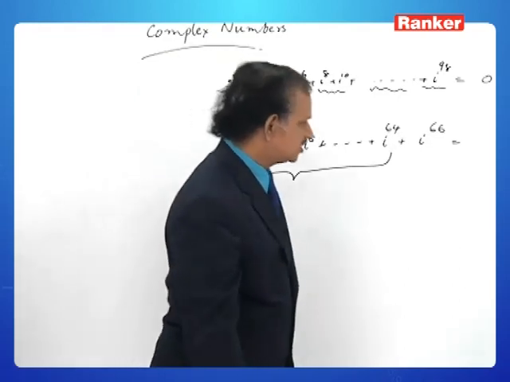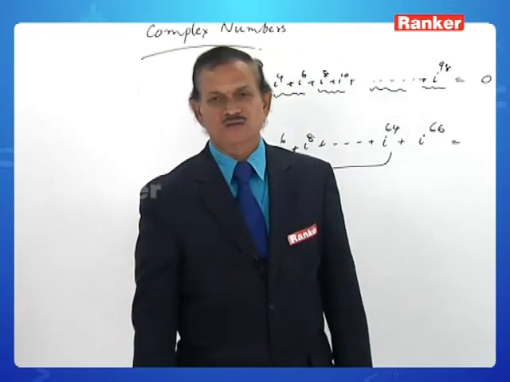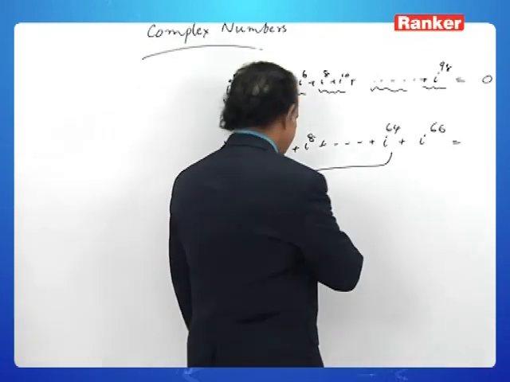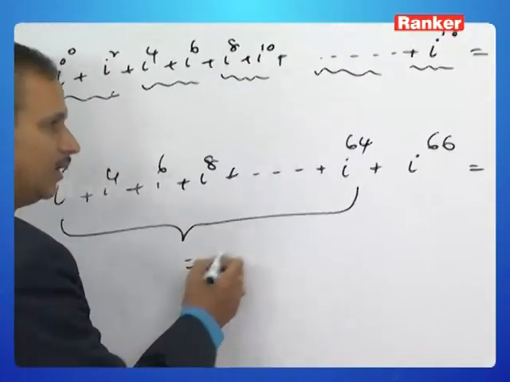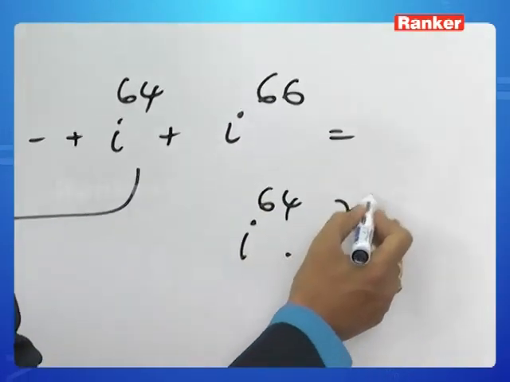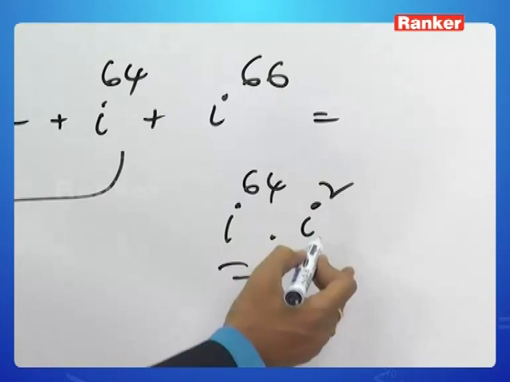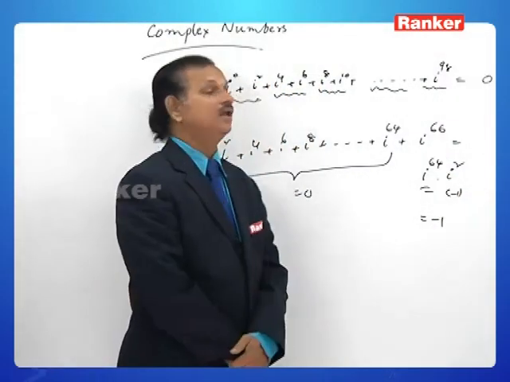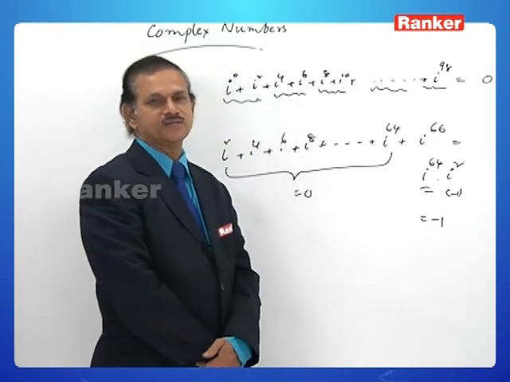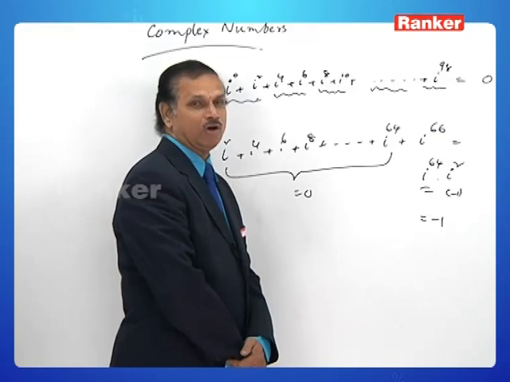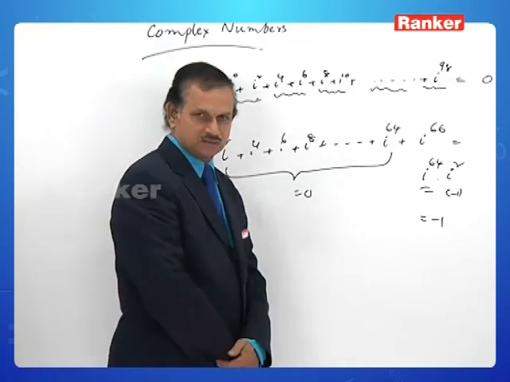What is i power 66? i power 66 is nothing but i power 64 into i power 2. Up to here it is 0. This is 1 and this is minus 1. So the total answer is minus 1. Like that we estimate. So if all even powers of i are given, we choose like this.